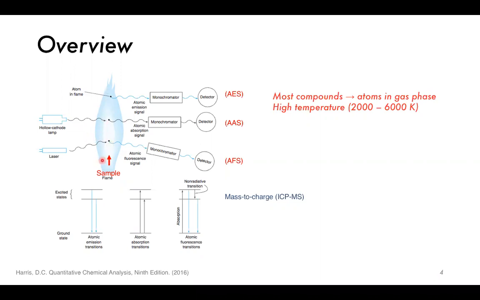That energy from the flame can cause excitation to excited states. Then what we see is relaxations back down to the ground state. And then those atomic emission transitions can be discriminated using our monochromator, and then can be detected at specific wavelengths by our detector. So as we saw in previous sessions, this monochromator is very powerful, and we'll use it again here. So this is AES.